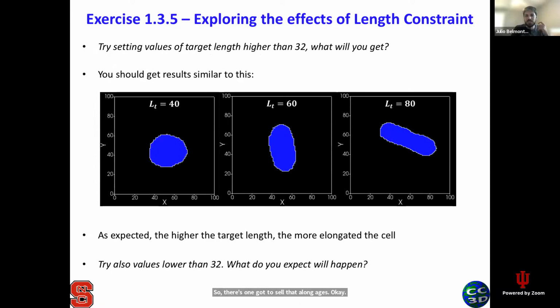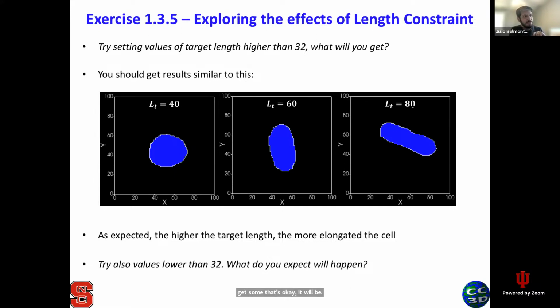So here is the result that I got when I ran the simulation. If I make my target length 40, which is slightly bigger than it should have, then you see that the cell is not quite round, it's a little bit more oblate. If I make 60, I got this. If I make 80, I start to get something that is visually very elongated.